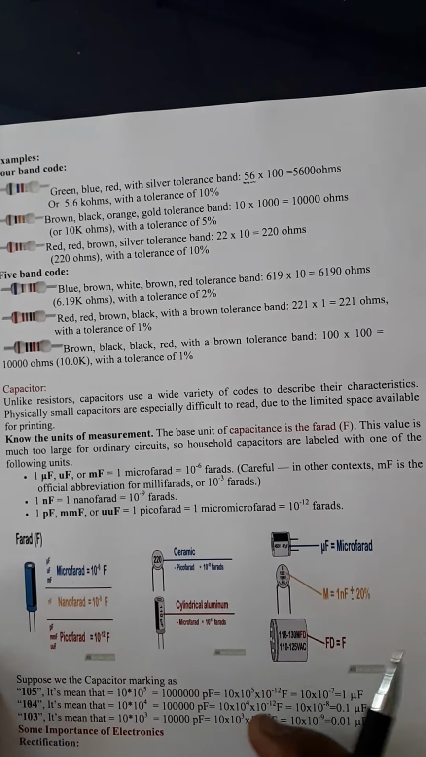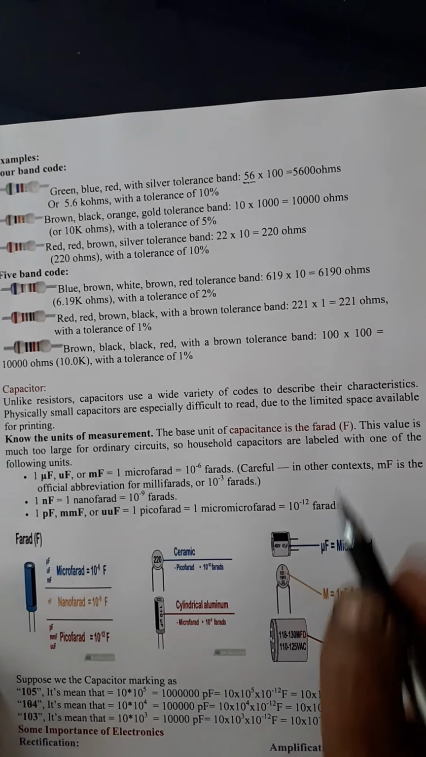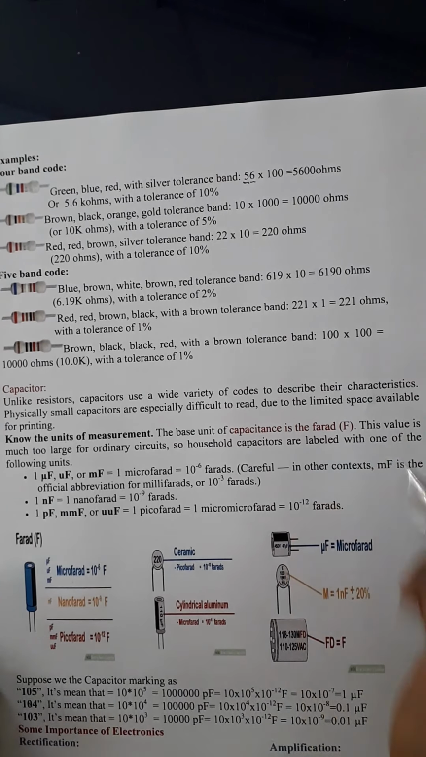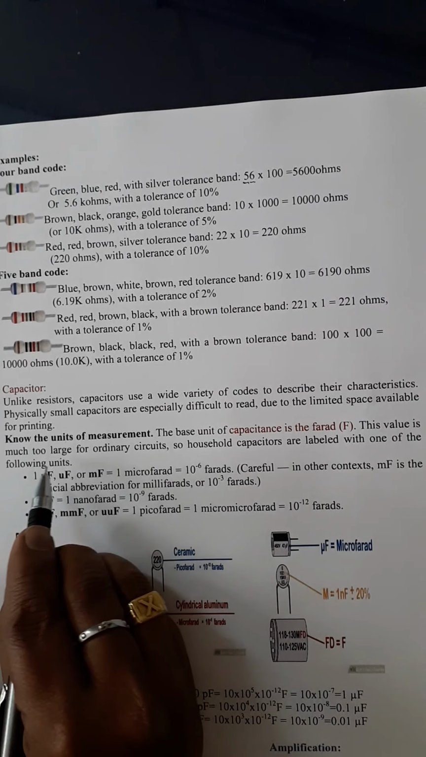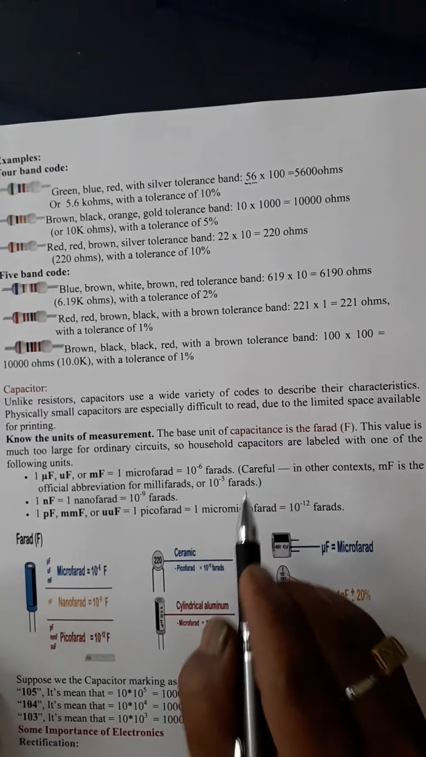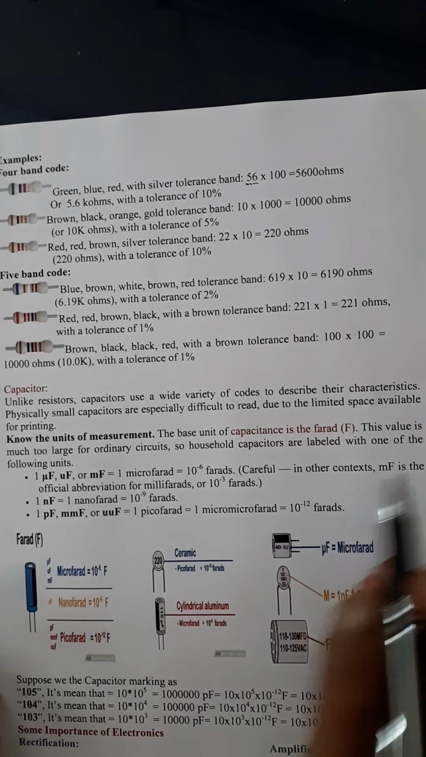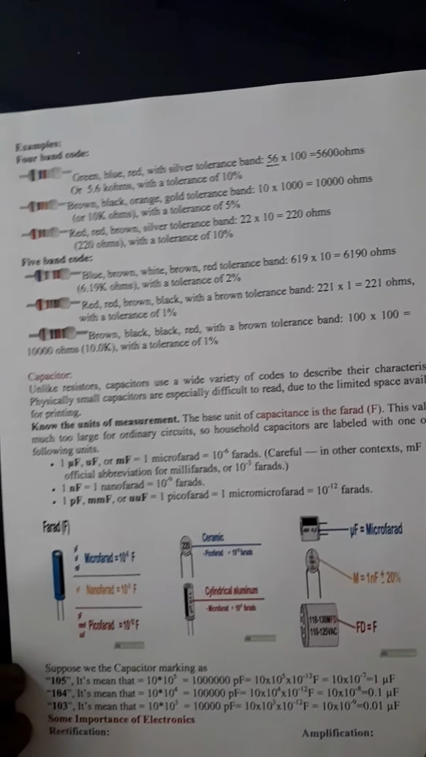So how do we know the units of measurement for the capacitor? The basic unit of capacitance is the farad, which is represented by capital F. This value is much too large for ordinary circuits. So household capacitors are labeled with one of the following units. So what are these units?